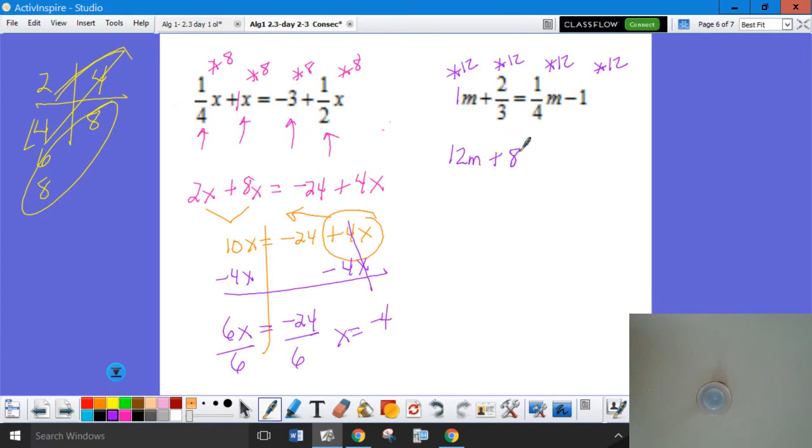24 divided by 3 is going to give me an 8. 1 times 12 is 12. Divide by 4. That's going to give me a 3. And 1 times 12 is 12. Okay, we're down to a pretty simple problem here, except there's variables on both sides. Can't have variables on both sides. So we're always going to move the variables first. So how do I move this 3m? Well, I know it's positive, so I'm going to subtract the 3m. 12 minus 3 is 9.